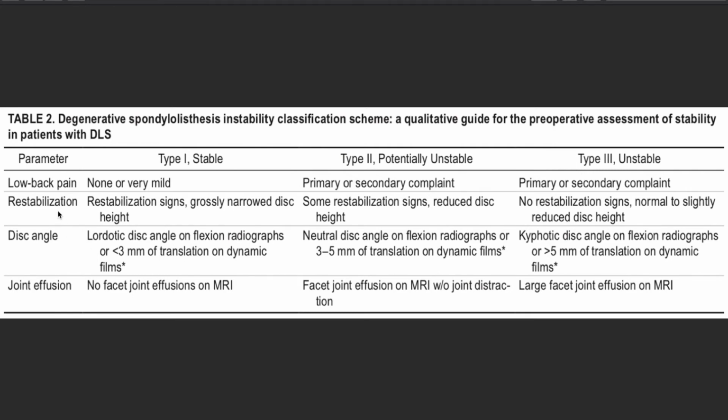For the signs of restabilization, you need to know that a stable spine is seldom painful, but an unstable spine can present as a painful case. So in a type 1 case where the spine is stable, there should be restabilization signs with grossly narrowed disc heights and stiffening of all those tissues around the spine. While in the unstable type, usually we cannot see any restabilization signs, and the spine may have normal to slightly reduced disc height.